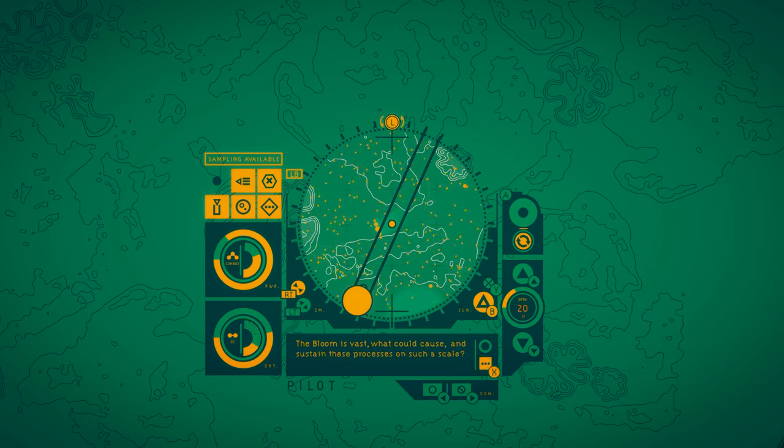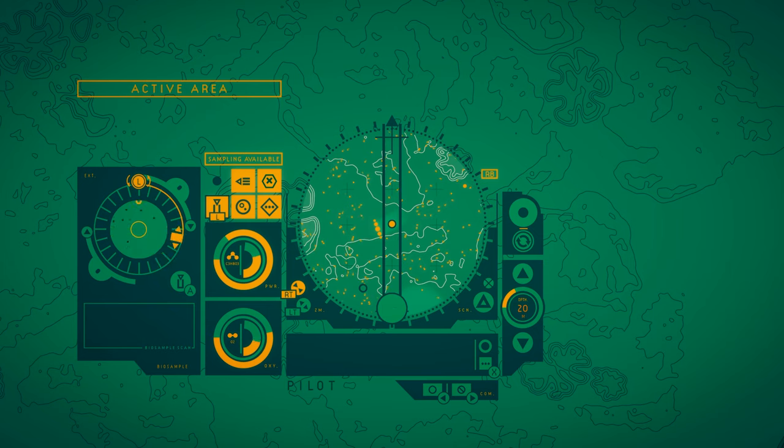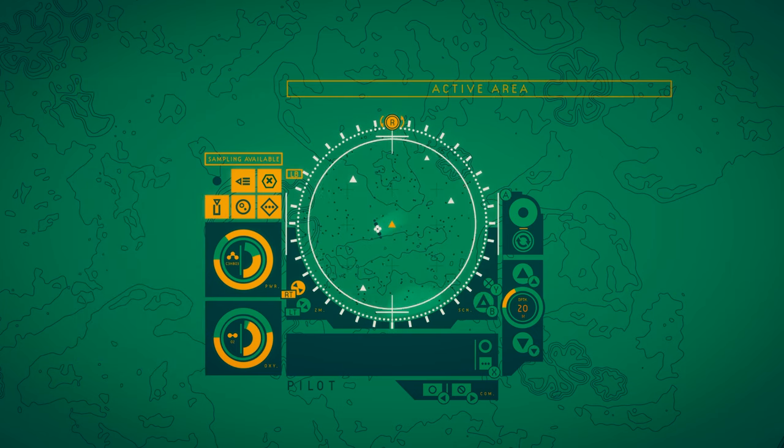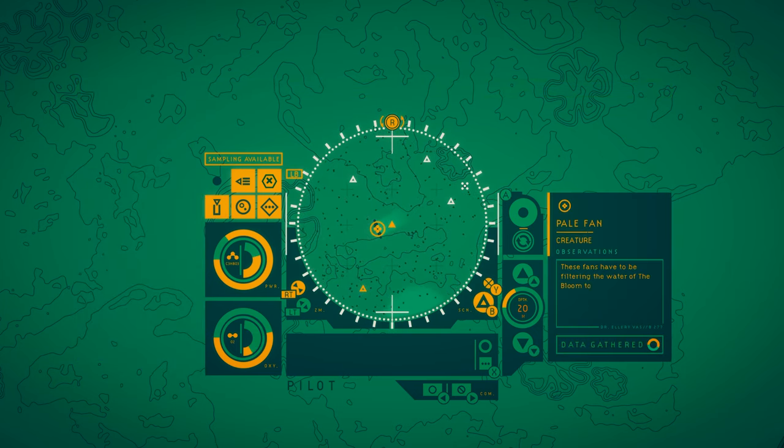The bloom is vast. What could cause and sustain these processes on such a scale? With the oxygen gone, the microbes here must be metabolizing some other substance in order to persist. These fans have to be filtering the water of the bloom to feed. Behind each one is a small area of clear, oxygenated water. Silt bank. Silt has gathered around the base of this wide outcrop, and the signatures of life forms buried within it can be detected.